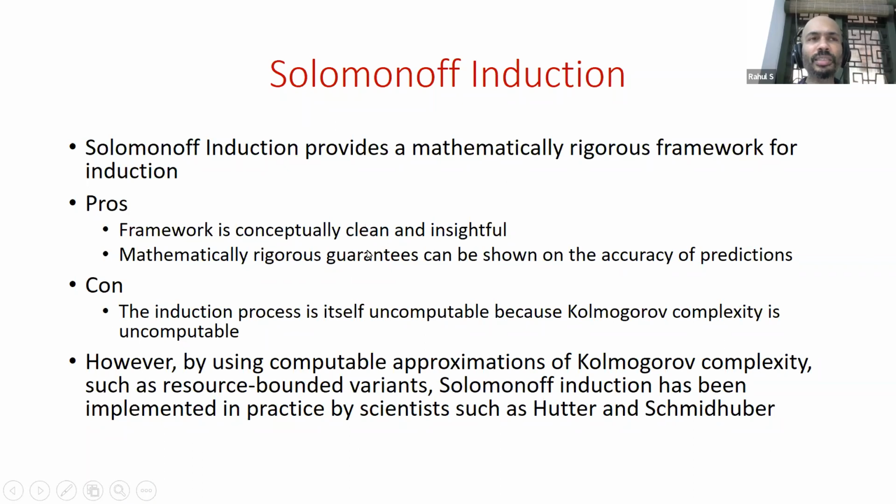And it's conceptually clean and insightful, in that it gives you information about what a good prior is and how to use Bayes' law here and how to do induction. But the main issue is that this induction process is itself uncomputable, because computing the universal prior is not something that can be done by a Turing machine. And that corresponds to the fact that Kolmogorov complexity is uncomputable. However, by using computable approximations of Kolmogorov complexity, like the resource-bounded variants we've defined, Solomonoff induction has been implemented in practice, and it's been extended to the reinforcement learning setting and so on by scientists such as Hutter and Schmidhuber, well-known AI people.